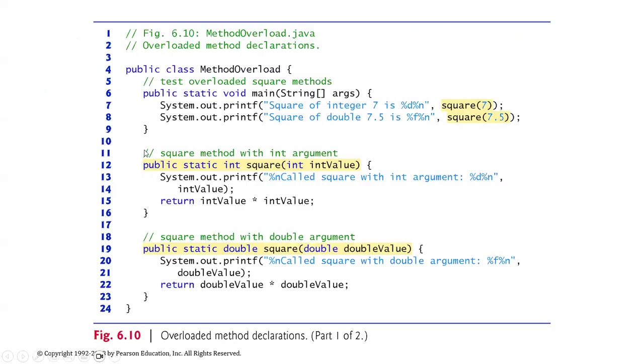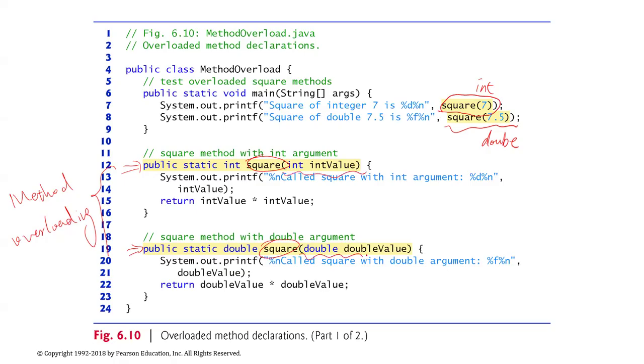Let me see, line 9. Okay, here, great. They gave us an example here. In line 7, it calls the method square and passes an integer, right? And here it passes a double one. So we say this is method overloading because they have the same name, right? Same name, but they have different types of parameters. So that is a certain kind of example of method overloading.